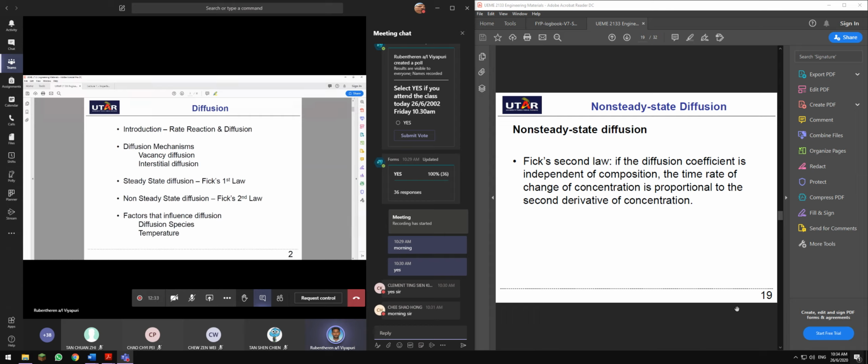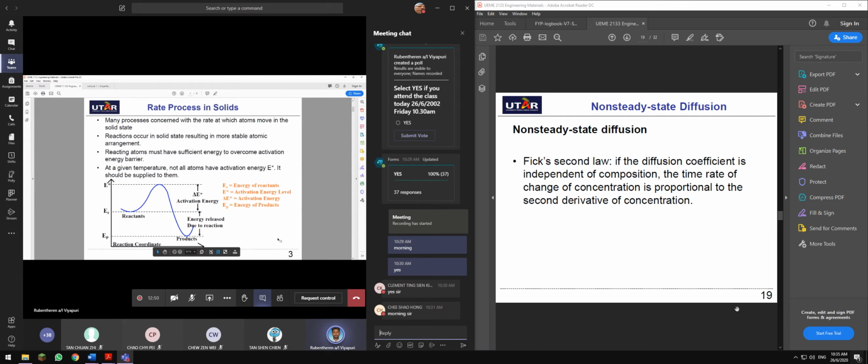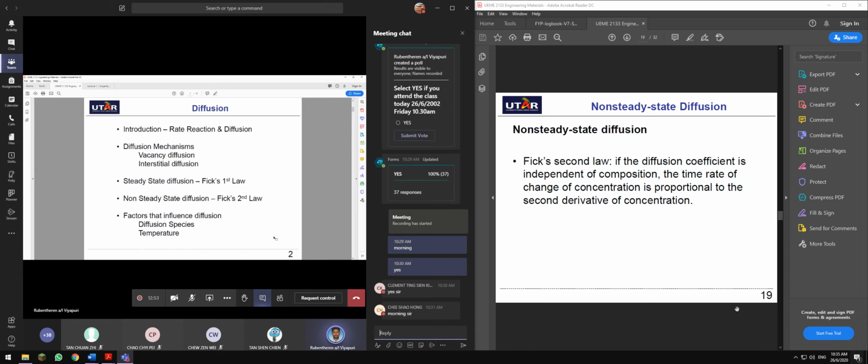Right. So for today's class, I'll be focusing on non-steady state diffusion and factors that influence diffusion. Also, I'll be giving you one example as a roundup for today's lecture. Okay, after the class I'll be having a tutorial where I'll be discussing the exercises involving lecture 1 and lecture 2. So that will sum up our whole lecture 1 and lecture 2, and we will be continuing with lecture 3 next week. Okay, let's go step by step.